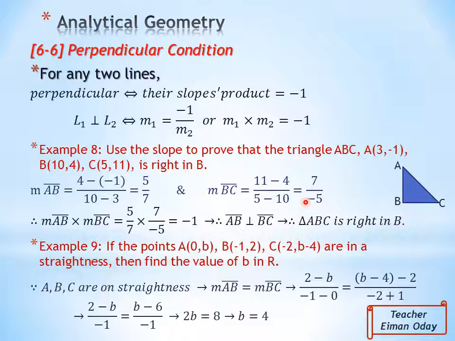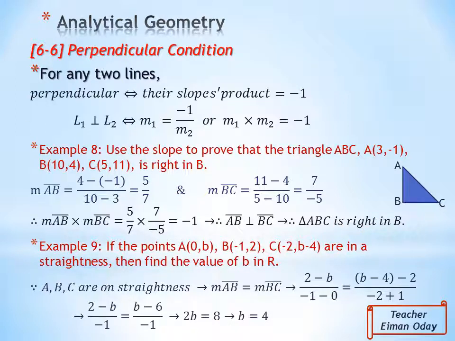If we multiply the slopes of the first segment and the second segment, the slope of AB multiplied by the slope of BC, this is 5 over 7 times 7 over -5, and the product is -1. So the two segments are perpendicular, so the triangle ABC is right-angled at B.